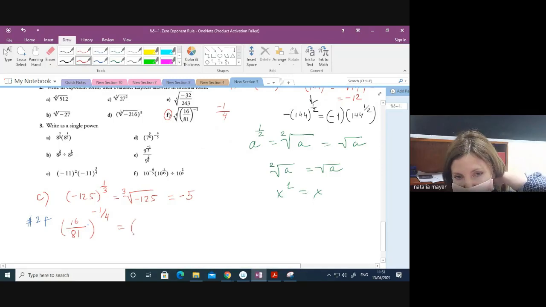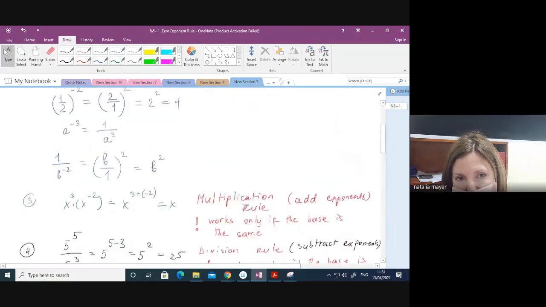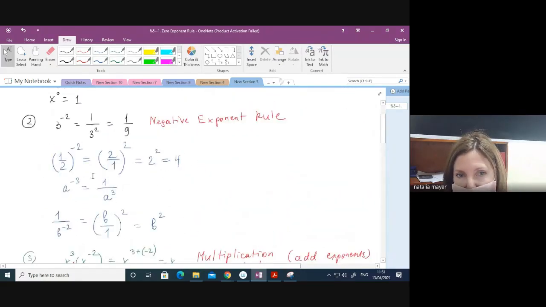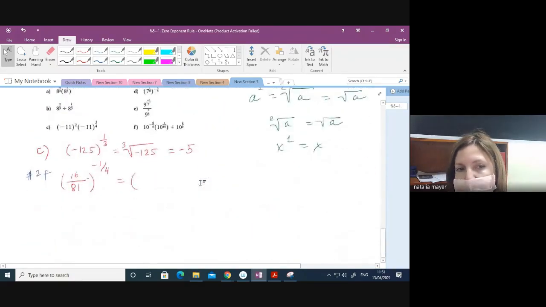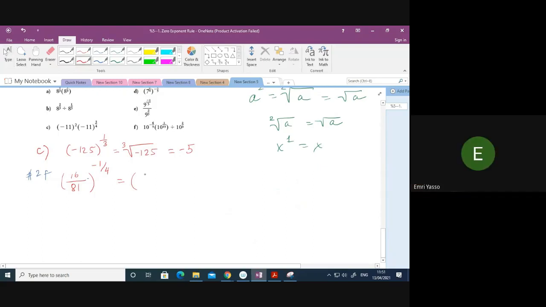So what will be the reciprocal? Reciprocal of what? Emre, you got trapped. Yes, I know the students want to reciprocate the exponent. I don't know why. What was the negative exponent rule? What does the negative exponent rule tell you? What do you reciprocate? You reciprocate the base, not the exponent, right? Okay. So what's your base? So you do 81 at the top, over 16, and then -1/4.